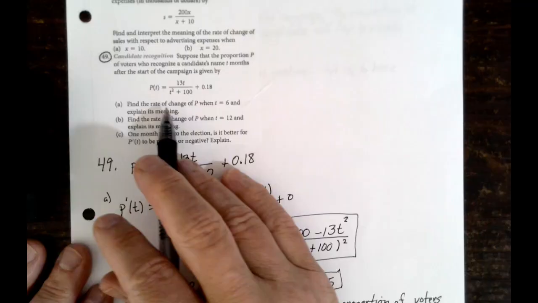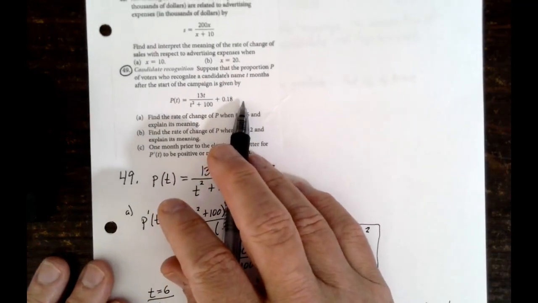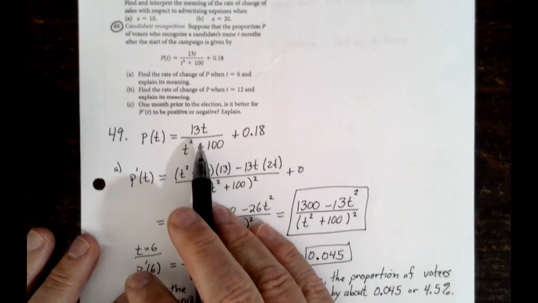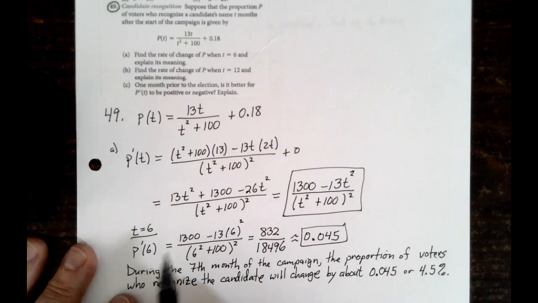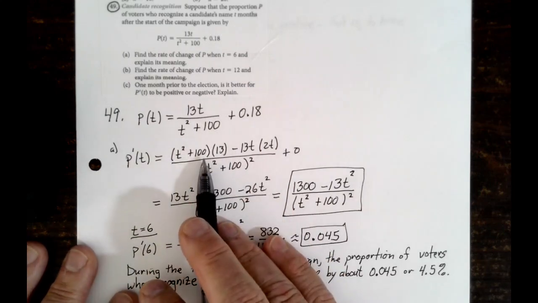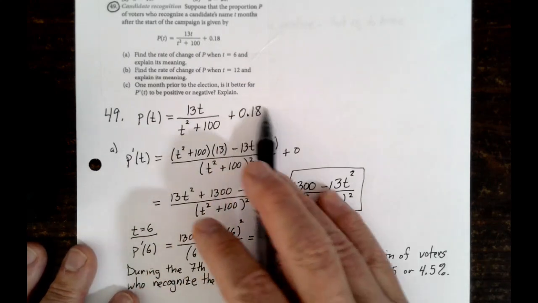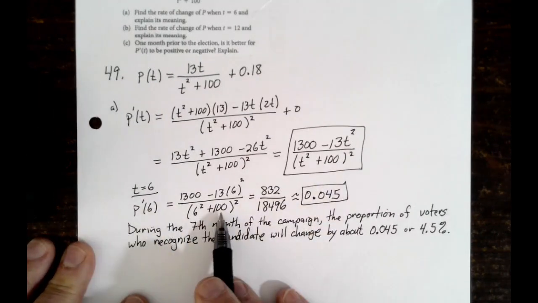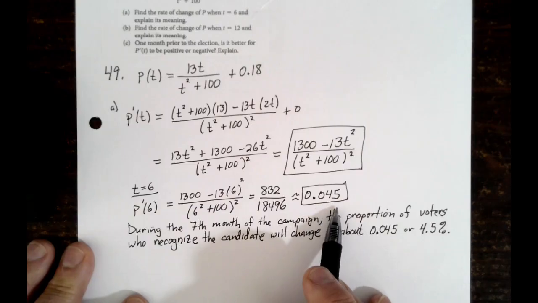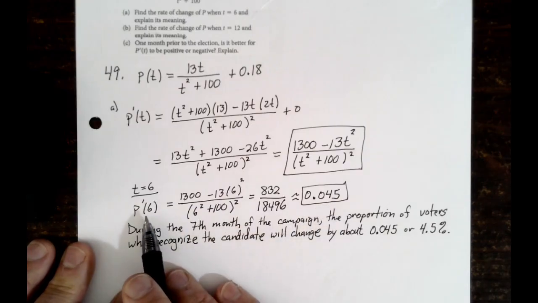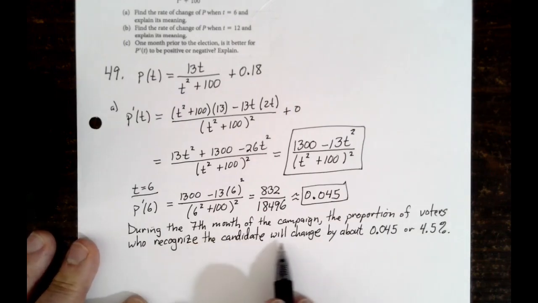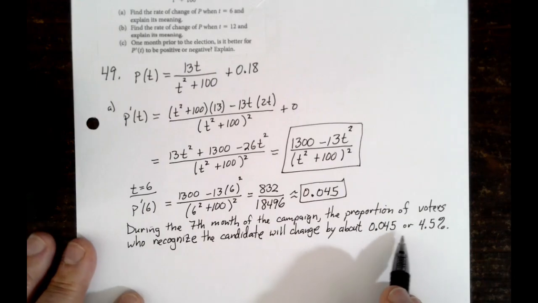49, it shows the proportion of voters who recognize a candidate's name t months after the start of the campaign. And so they ask you to find the rate of change when t equals 6. So you have to take the first derivative and you use the product rule. And remember, the derivative of a constant is 0. So here's your first derivative, and you plug 6 into the function and you get 0.045, which means if this is month 6, then the next month, month 7 of the campaign, the proportion of voters who recognize the candidate will change by 0.045 or 4.5%.